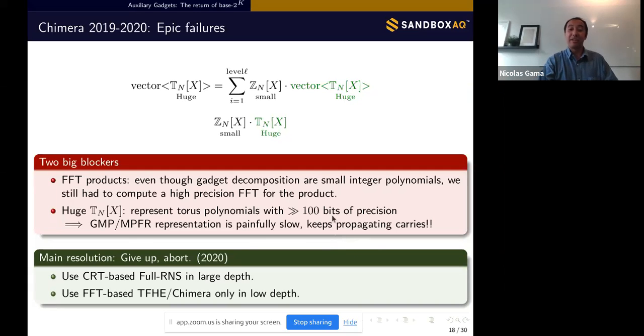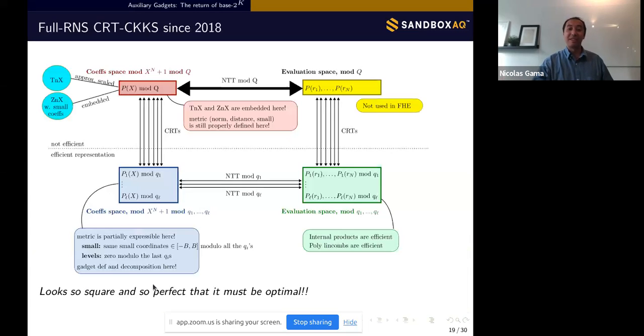And that's why, on the other hand, when we saw the CRT-based full-RNS in large depth, CRT doesn't have the problem of carry. It's a carryless multiplication. So yeah, basically the outcome was, we are just going to give up. We are going to abort the technique. If we are in large multiplicative depth, we are just going to use CRT full-RNS because that's the best thing that can ever happen. I mean, look at this diagram.